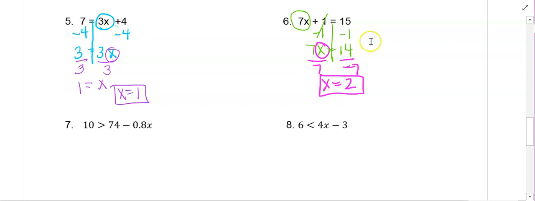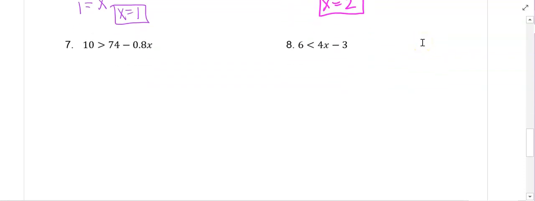Now where it gets a little tricky, guys. It's going to get a little tricky down here on 7 and 8. I want y'all to look at this and notice that the x is on this side. You can't just switch the symbol. If you rewrite it, you need to make sure you rewrite it exactly as it appears.